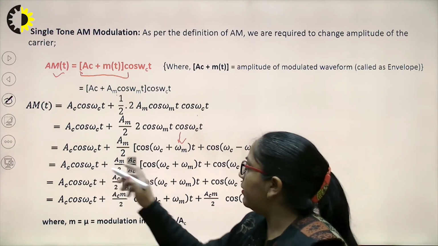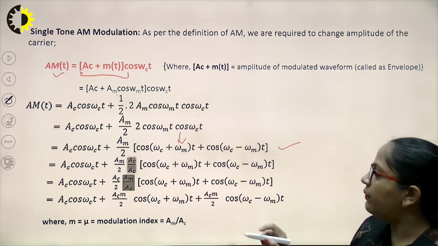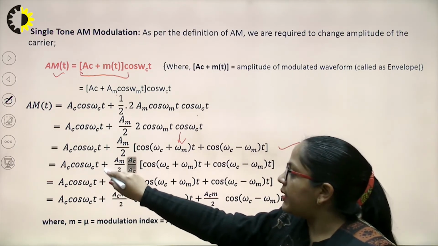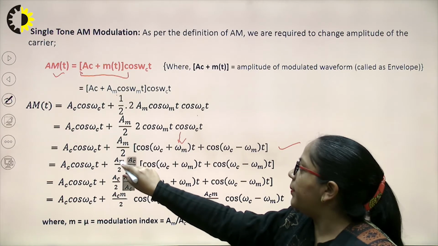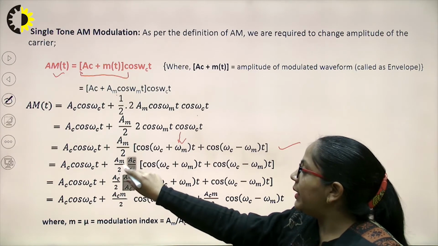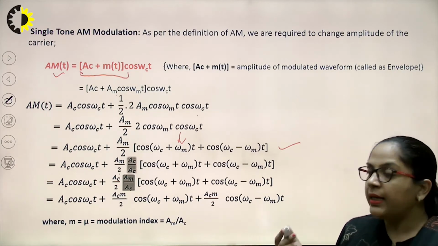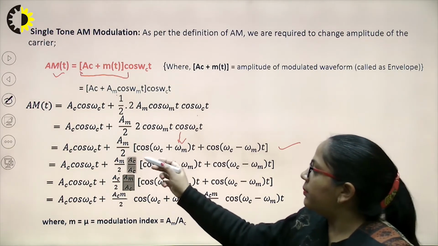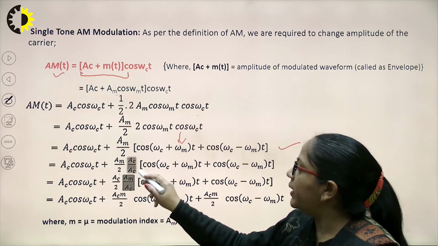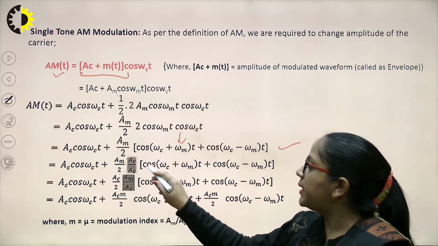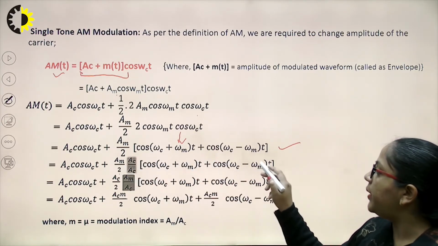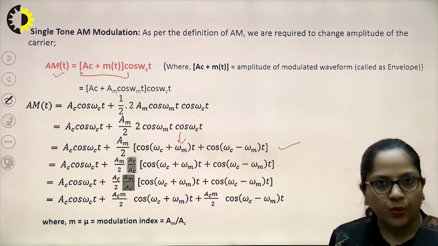After expanding, in the next line we will get Ac cos ωc t plus Am divided by 2 into Ac divided by Ac. We are multiplying and dividing the term with Ac. So we will get Am/2Ac times Ac, times cos(ωc + ωm)t plus cos(ωc − ωm)t.